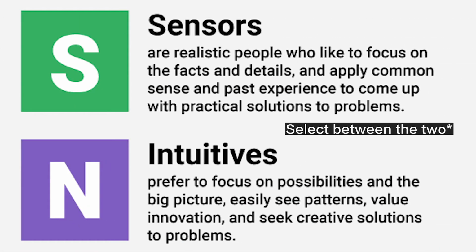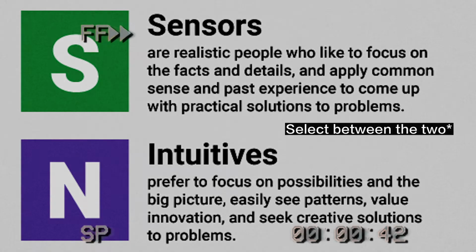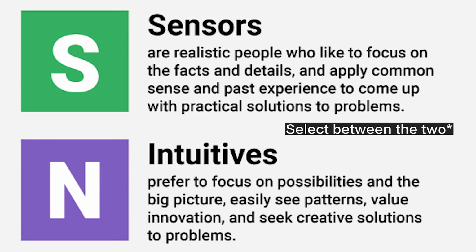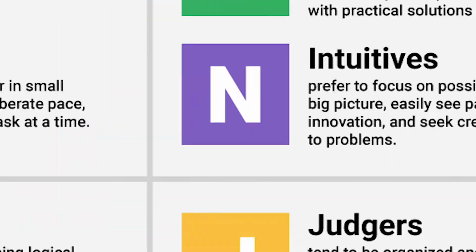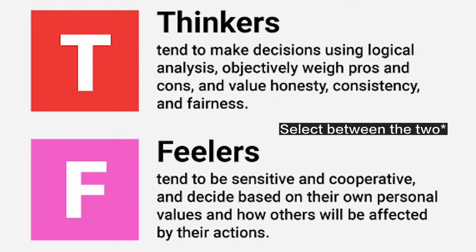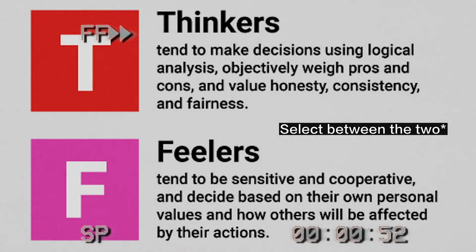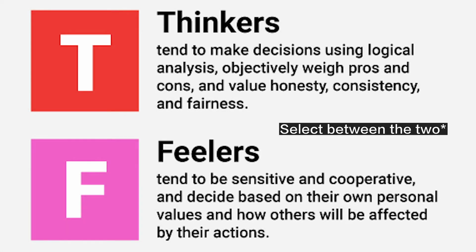Then we look at the second group of letters. S stands for sensors. They're realistic people who like to focus on the facts and details and apply common sense and past experience to come up with practical solutions to problems. And N stands for intuitives. They prefer to focus on possibilities and the big picture, easily see patterns, value innovation, and seek creative solutions to problems. The third group of letters, T stands for thinkers. They tend to make decisions using logical analysis, objectively weigh pros and cons, and value honesty, consistency, and fairness. And F stands for feelers.